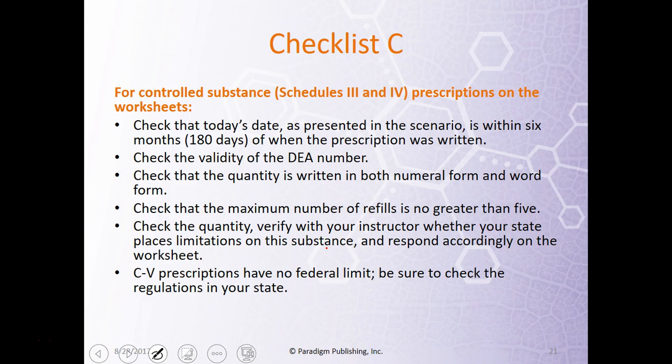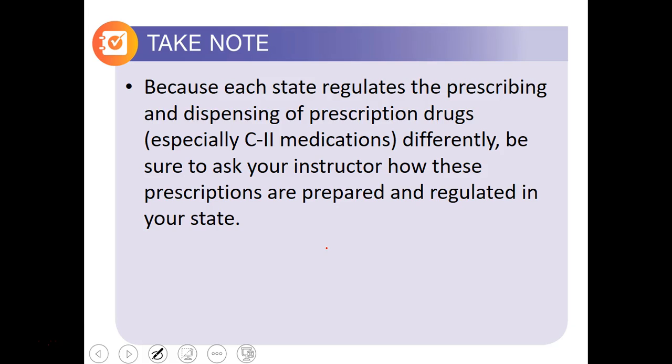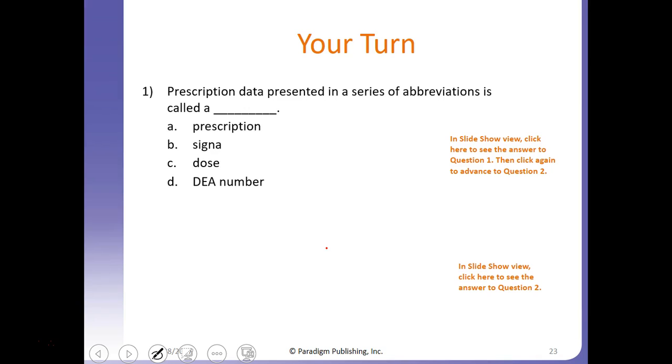Check the quantity. Verify with your instructor whether your state places limits on these substances and respond accordingly to the worksheet. And C5 prescriptions have no federal limit, but our state regulations have it the same as a C3 or C4. So 6 months, 5 refills. Because each state regulates the prescribing and dispensing of prescription drugs differently, you want to make sure that you're aware of the state requirements. All right, now it's your turn.